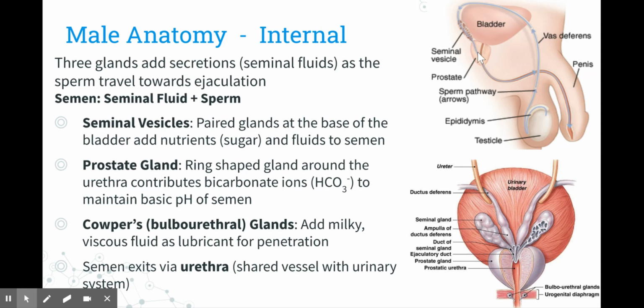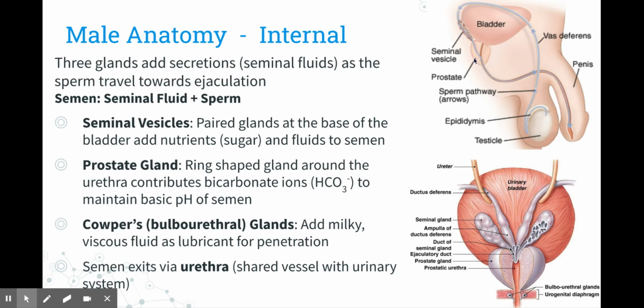Next up, the vas deferens passes into the prostate gland, and at the prostate gland, the semen is going to pick up bicarbonate ions to maintain a basic pH of the semen. And the reason for the basic pH there is that it actually counteracts the acidic nature of the vagina and helps to ensure survival of those sperm. So there's the prostate gland.